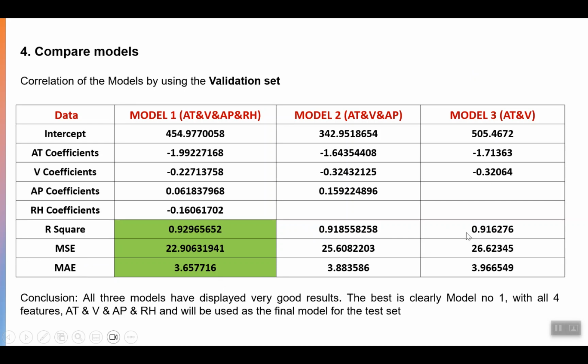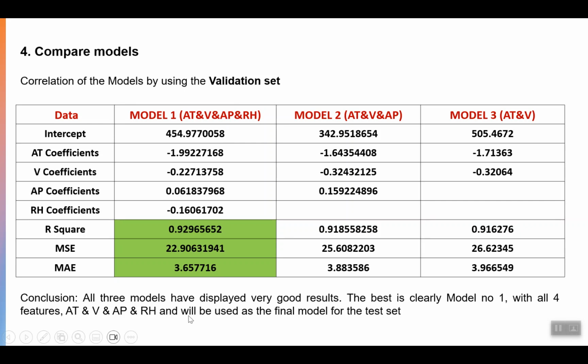The values were different. But then when it comes to MSE and MAE, as we said, we wanted to reconfirm with these two values, the mean squared error and mean absolute error. Here also we see that the MSE and the MAE for model 1 are the least, while the R square value is the highest compared to the other two models. So we can clearly say that model 1 is the best one that we have here, although every model has given very good results. Since this is the best, we are going to go with model number 1, which comprises all the x features that we have, which are AT, V, AP, and RH.